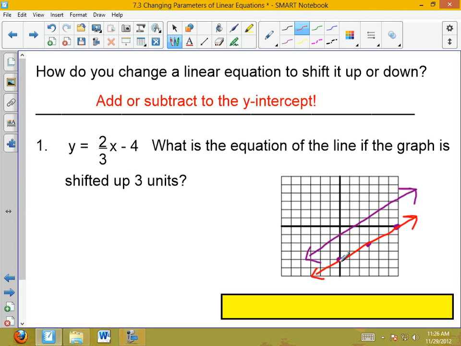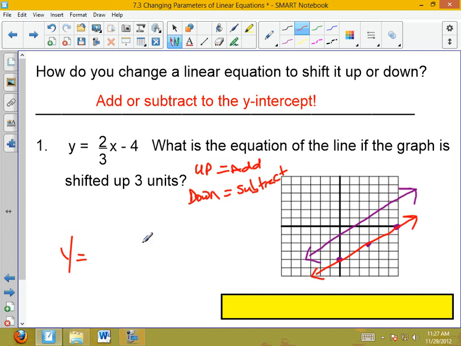When I shift the line up or down, I change the y-intercept. So if I shift it up, what did I do to the y-intercept? I added 3. So up equals add. Down equals subtract. And I'm talking about the y-intercept. So what is the equation? Well, I don't want to graph it. I want to write the equation.